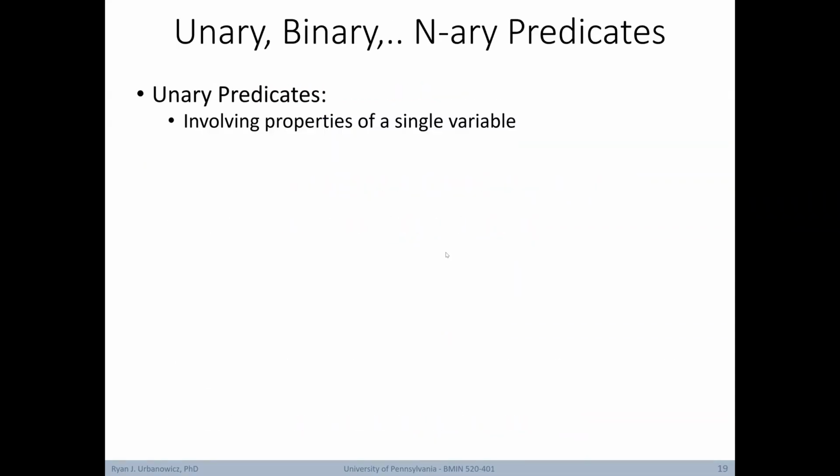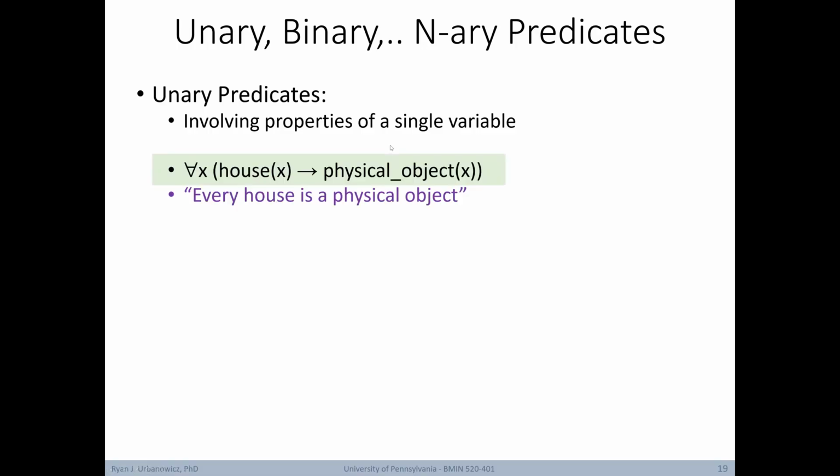Now let's talk about the difference between unary, binary, and n-ary predicates. A unary predicate involves properties of a single variable. Here's an example. For all x, if x is a house, then x is a physical object. In other words, every house is a physical object.